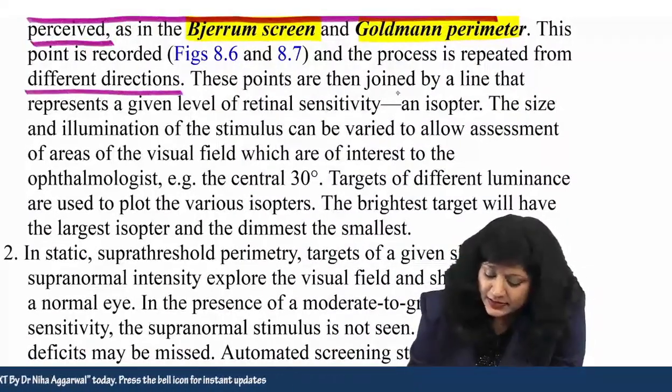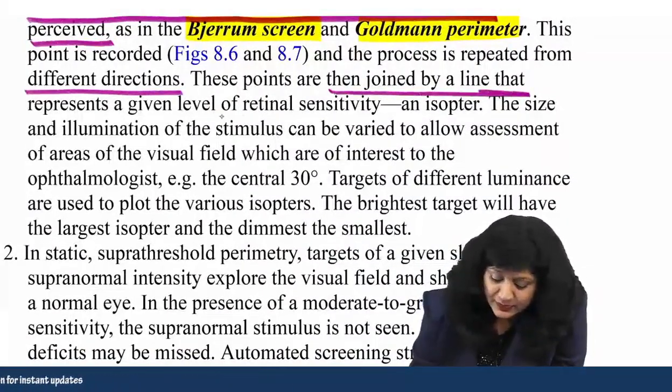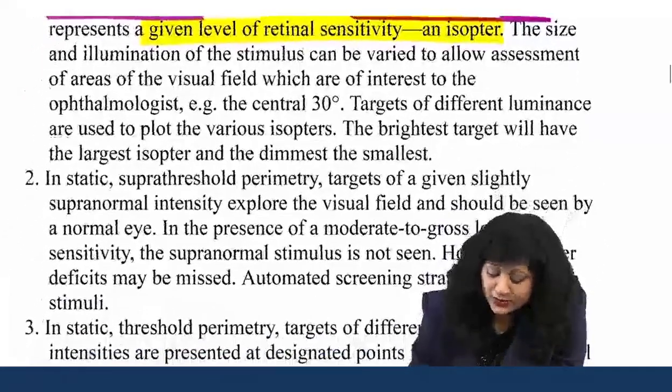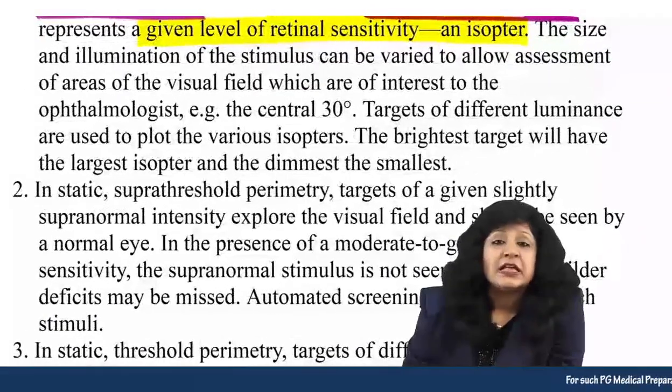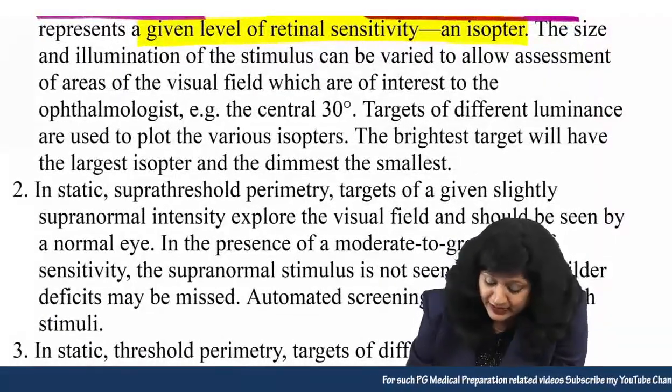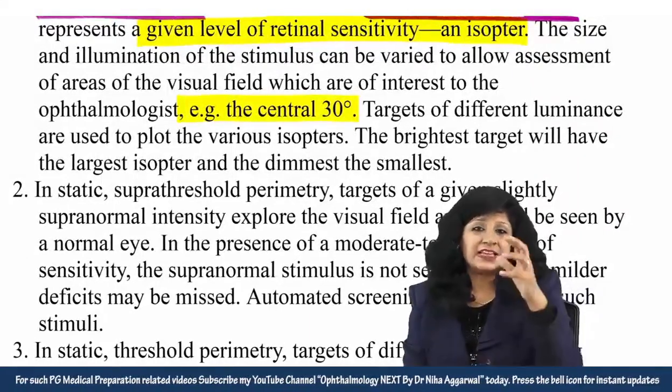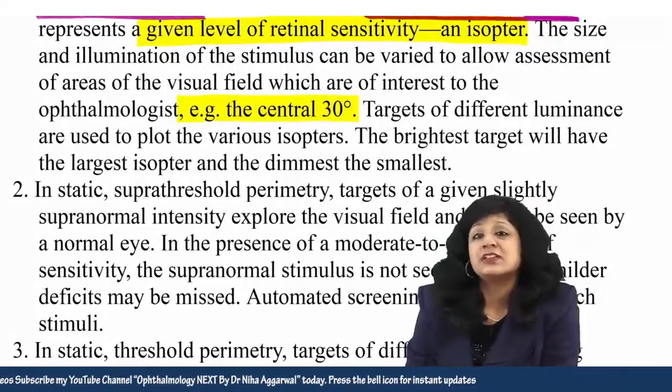These points are then joined by a line that represents a given level of the retinal sensitivity, and that becomes the isopter. The size and illumination of the stimulus can be varied to allow the assessment of the areas of the visual field which are of interest, like usually if we are interested in the central area, so that is central 30 degree of the visual field.